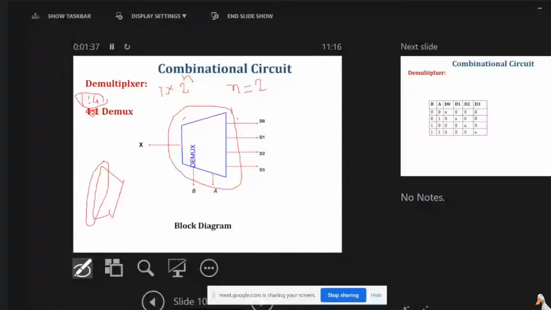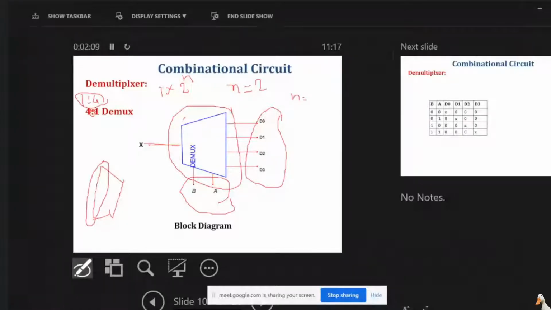One is the data line. There will be certain selection lines. Here in this case, n is equal to 2, so the number of selection lines is 2, and the output lines will be 4. We'll see how to implement the demultiplexer with the use of various gates. We'll take the simple example of a 1 to 4 demultiplexer.